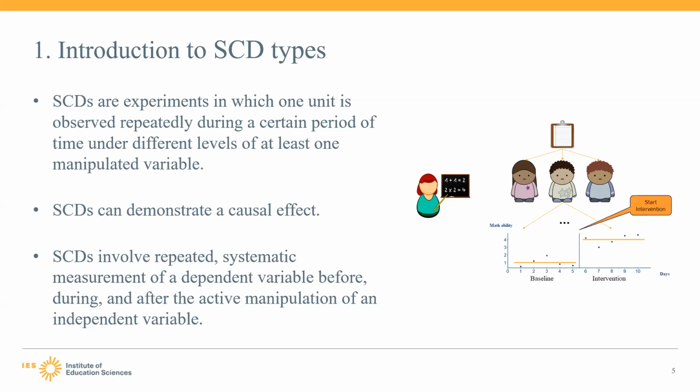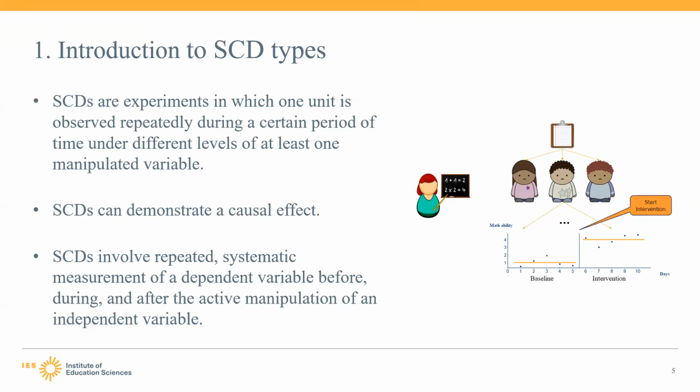Therefore, the unit serves as its own control. By systematically measuring the dependent variable of interest before, during, after the researcher-manipulated intervention, it can be evaluated whether there's evidence in support of a causal relation between the intervention and the outcome variable of interest.